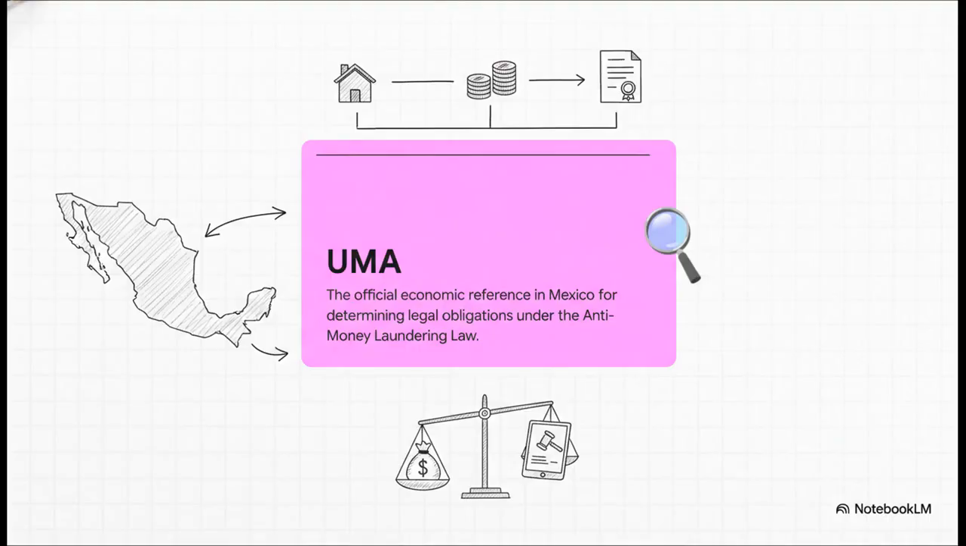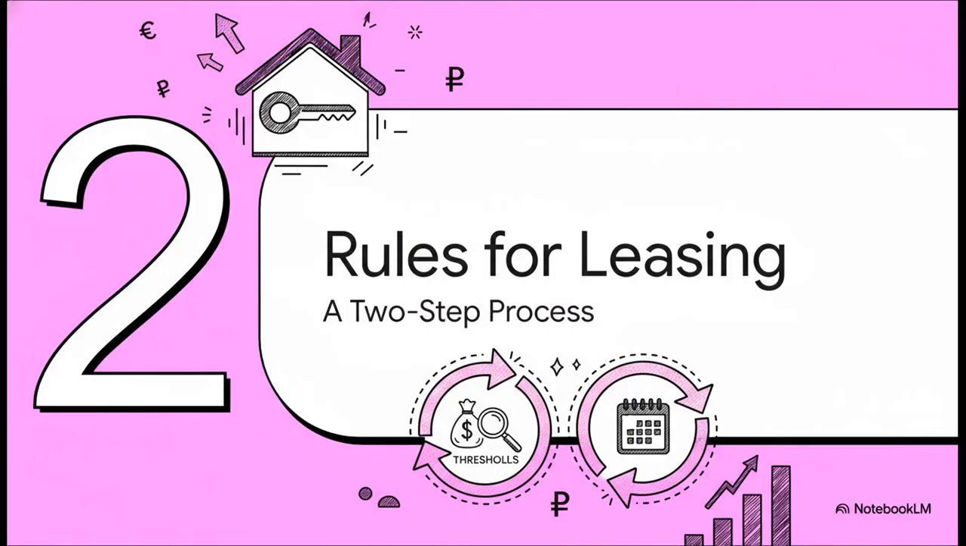So what exactly is this UMA? Think of the Unidad de Medida y Actualización as the official economic yardstick in Mexico. For this, you have to stop thinking in pesos because the law doesn't. The UMA is a value that triggers your obligations under the anti-money laundering law. It's your one and only official guide. So, let's see how this actually works, starting with leases.